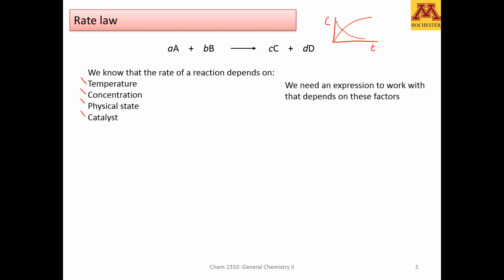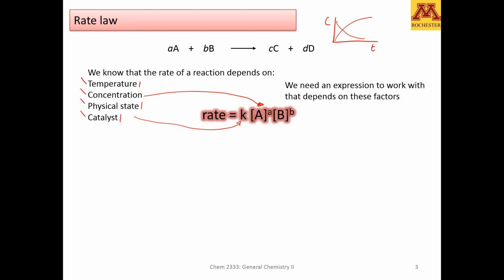So the main equation that we will see in kinetics is the so-called rate law. And the rate law includes the temperature, physical state, and catalyst factors into one single constant. This constant is called the kinetic constant, and it includes explicitly the dependence on the concentration.